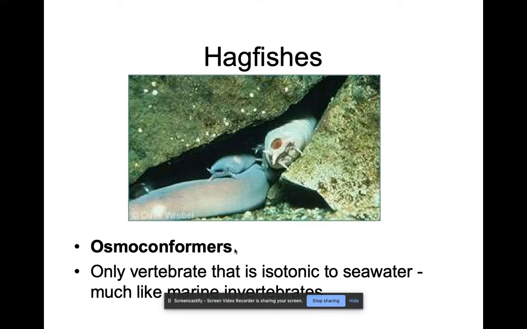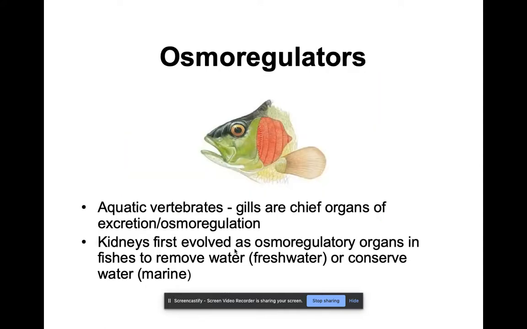Remember, isotonic is equal concentration in and out. So it doesn't matter what; I can put this in the Dead Sea, for example, and this animal is going to conform to the saltiness of the Dead Sea. If I put this in the Atlantic Ocean, it's going to conform to the different one. So it's completely isotonic, equal concentrations of water and salts going in and out at the same time. Amazing. Osmoregulators, again, have to spend that energy.